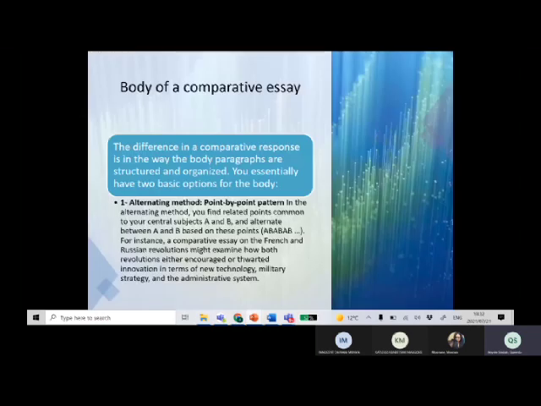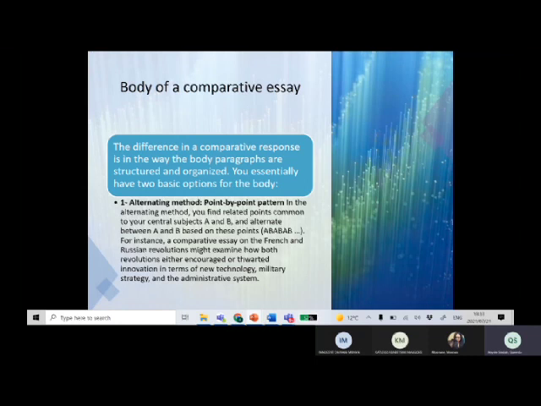Let's go to that. The difference in a comparative response is in the way the body paragraphs are structured and organized. You essentially have two basic options for the body, as I've mentioned. The first structure is what we call the alternative method, the point by point pattern. I also love calling this particular structure the zigzag. Because if you take a piece of paper and you say A, B, and you come under and say A, B, and if you draw a line, you will see that it goes to A, B, and then comes back to A and B. So it gives you that zigzag structure.